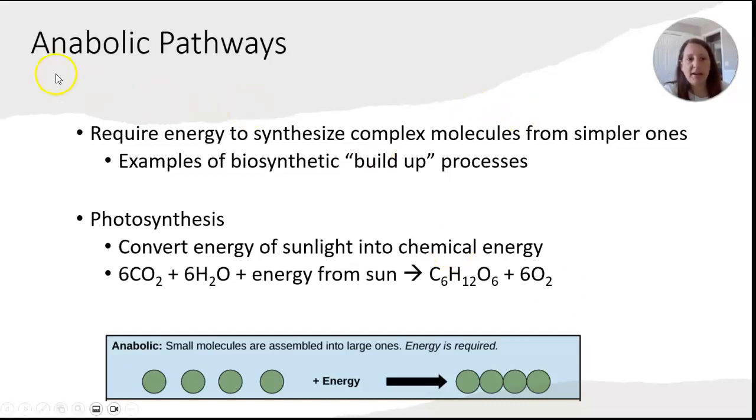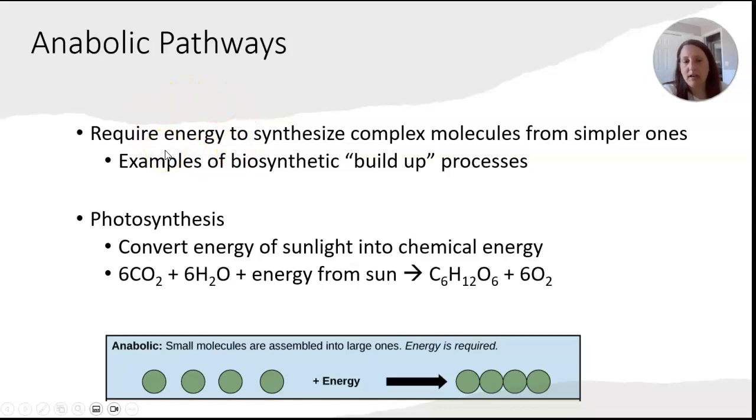So when you think of anabolic reactions, I oftentimes will think of anabolic steroids, right? And so when you think of steroids, you're thinking building, right? Building muscle. And so anabolic pathways are going to be biosynthetic or build up processes where we're going to take smaller molecules, put them together to form more complex, larger molecules. So we're building larger molecules. In these particular types of processes where we're building, these are going to require energy.